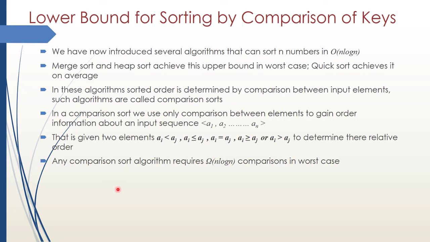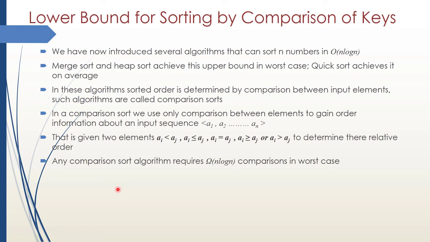In a comparison sort, we use only comparison between elements to gain order information about an input sequence A1, A2 up to An. That is, given two elements Ai and Aj, we use Ai less than Aj, Ai less than or equal to Aj, Ai equal to Aj, Ai greater than or equal to Aj, or Ai greater than Aj to determine their relative order. These are the comparison operators. Based on these operators, we are arranging two elements. That is the basic operation.